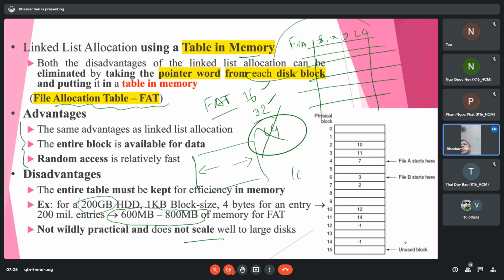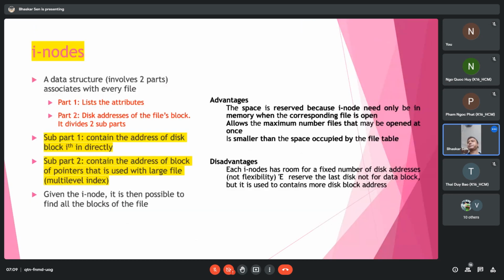If you are using 1 GB RAM, then how much is left? Nothing left. Literally nothing left. Okay, 400 MB, and then your operating system will occupy, the drivers will occupy, and other things will occupy some space on the RAM. And literally, you will have nothing left for the user programs or user processes. That didn't scale up. So we moved on to inodes. That is where we are.